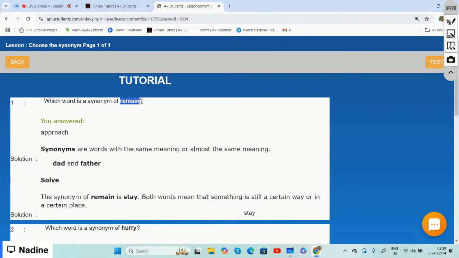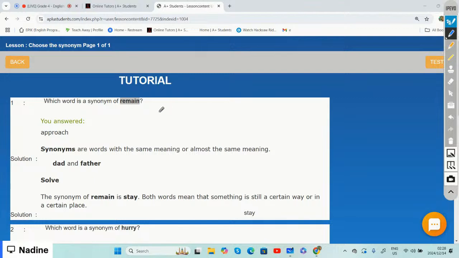Yes, and if we were to say, choose the word remain, then we would say the word remain is the same as saying stay seated. Remain where you are, stay where you are, right? It's like staying in the same place or in a certain place. That is what remain means. Well done.